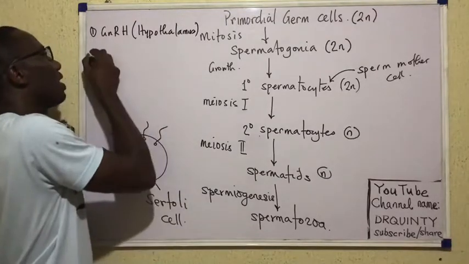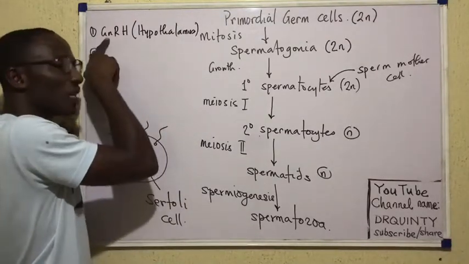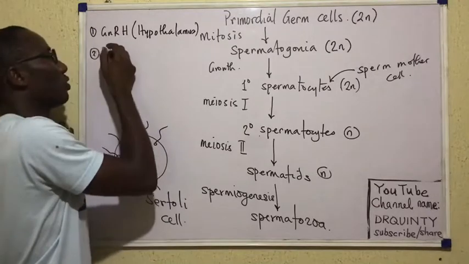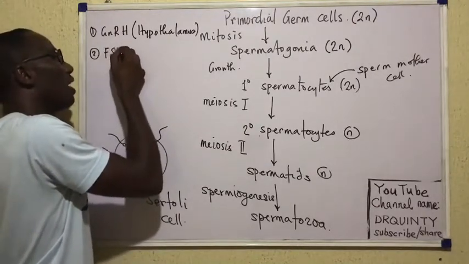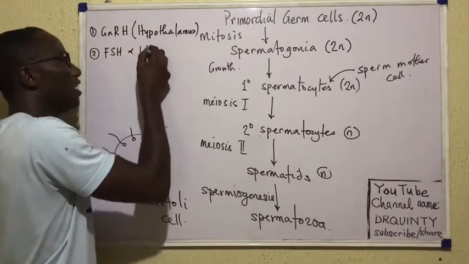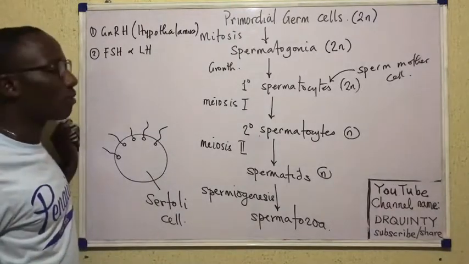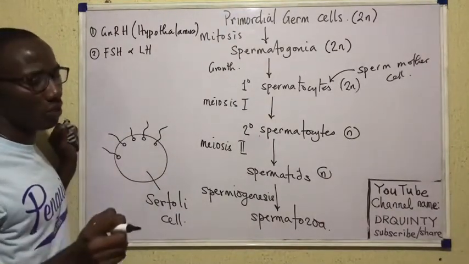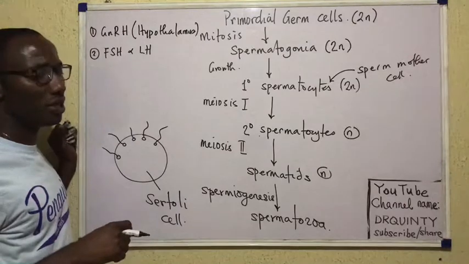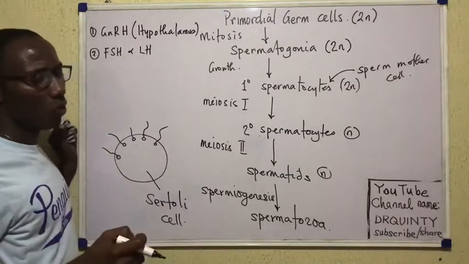And then we have what we refer to as the gonadotropins. So the gonadotropins are FSH and LH. FSH means follicle stimulating hormone, whereas LH means luteinizing hormone.